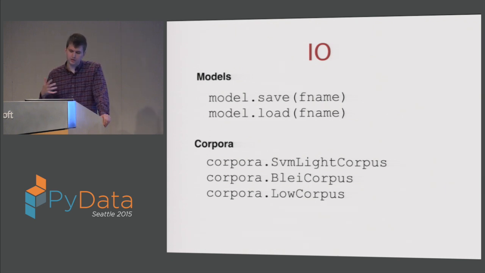And then in the NLP literature, there are various formats that are quite often used. SVM Light is not LDA specific, but it's used quite a bit to get around sparsity issues to some degree. David Blei's Blei corpus is pretty well known. And then there's a Low corpus. So there are various options for serializing and deserializing both your corpuses and your models.